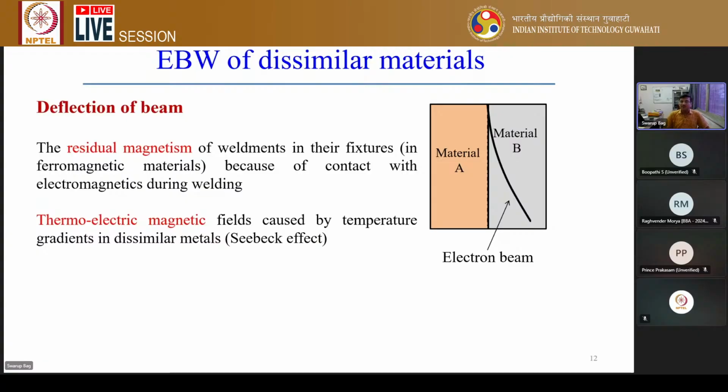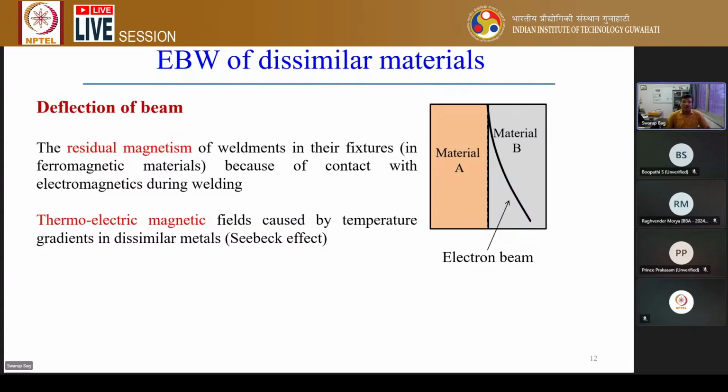But there must be some deflection, because in this case the deflection will happen because of the Seebeck effect. That means it happens in practice when two materials are dissimilar and their properties are different. The angle or amount of the deflection depends on the difference in properties between these two materials, mainly the magnetic permeability. If there is a huge difference, the deflection might be more. The less the difference, the less the deflection might be.